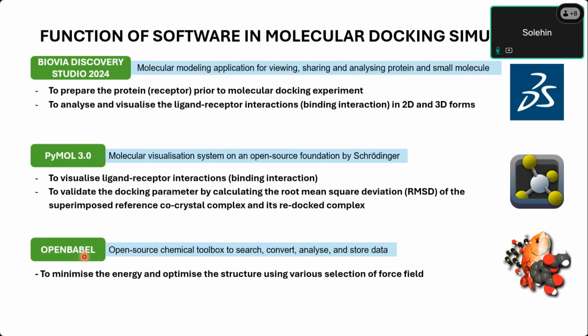And lastly, OpenBabel. OpenBabel is the alternate software that can be used to minimize the compound, to minimize the ligand. When using ChemDraw, we minimize using the MM2 force field. But OpenBabel has about 30 force fields that you can use. But in this lab, we prefer MM2 minimization because it is widely used for small molecules and carbon compounds.